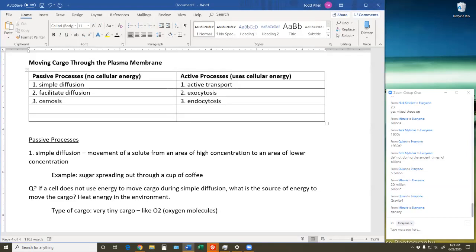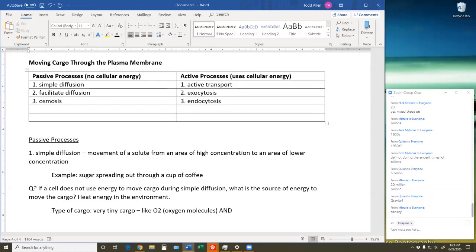So oxygen is tiny enough that it can literally float in between the phospholipids that make up the plasma membrane and enter the cell by simple diffusion. So a cell can employ simple diffusion to allow oxygen to enter itself and be used, okay? So very tiny cargo like oxygen can be moved through the plasma membrane by simple diffusion.